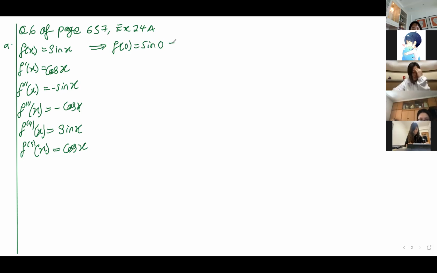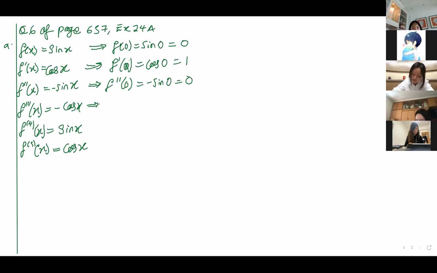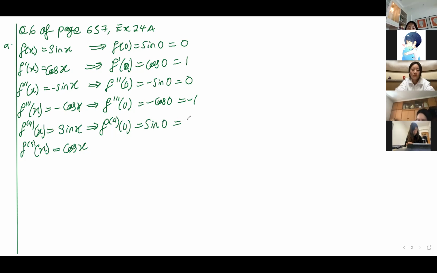This is sine 0, which is 0, right? So at 0, f prime will be cos 0, which is 1. The second derivative at 0 will be minus sine 0, which is 0. The third derivative at 0 will be minus cos 0, which is negative 1. The fourth derivative at 0 is sine 0, which is equal to 0. The fifth derivative at 0 is equal to cos 0, which is equal to 1.